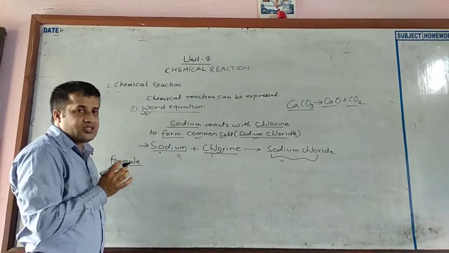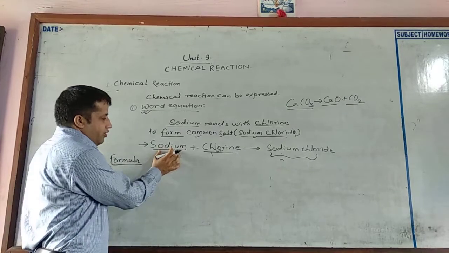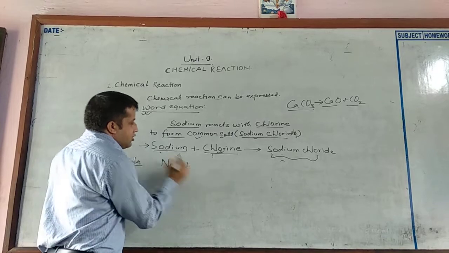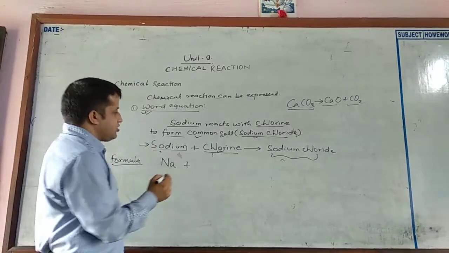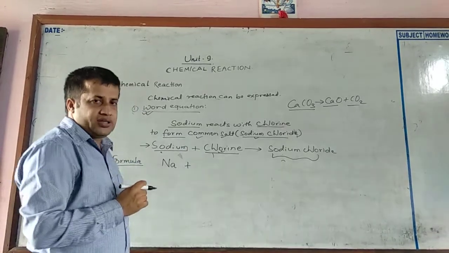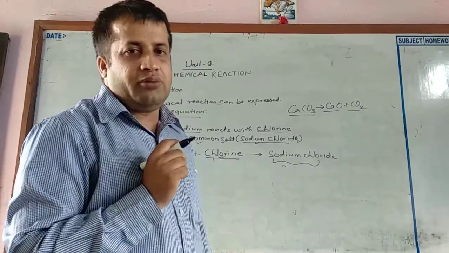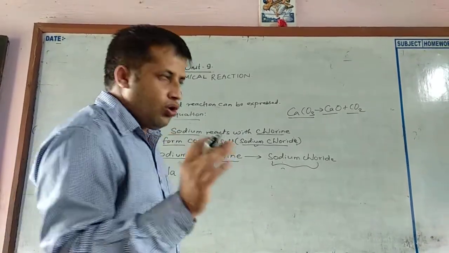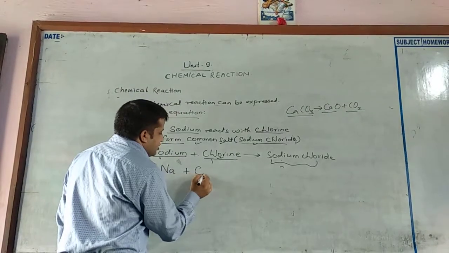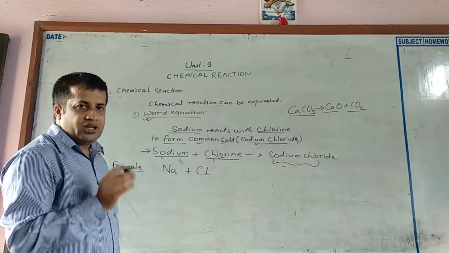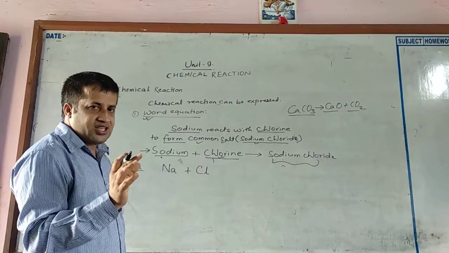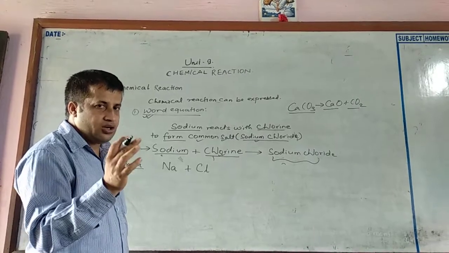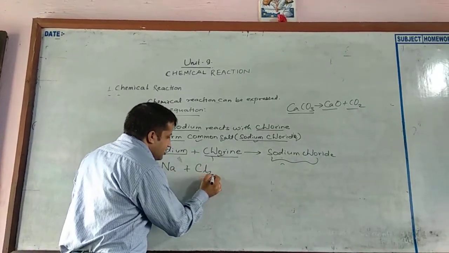So first, the formula equation: same chemical change, same expression. I will write using symbols and formulas. Like sodium, we all know the sodium symbol is Na, plus Cl is the symbol for chlorine. But chlorine is a diatomic element, and the element undergoes chemical change. Cl is the symbol of chlorine, but in free nature it does not exist and does not undergo chemical reaction. Since it is a diatomic element, we have to write Cl2.